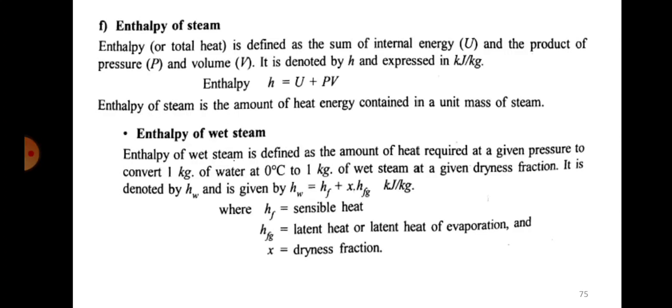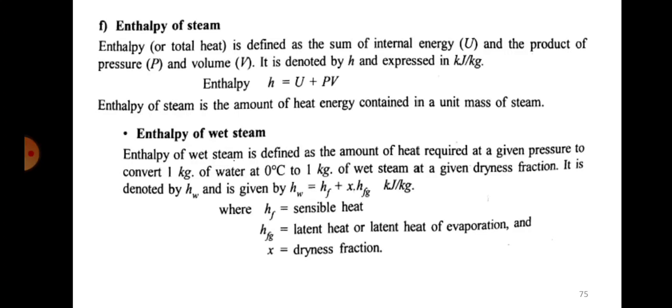is defined as the amount of heat required at a given pressure to convert 1 kg of water at 0 degree Celsius to 1 kg of wet steam at a given dryness fraction. It is denoted by HW, and it is given by HW is equal to HF plus X into HFG. So it's all enthalpy only. So all the units will be kilojoules per kg.